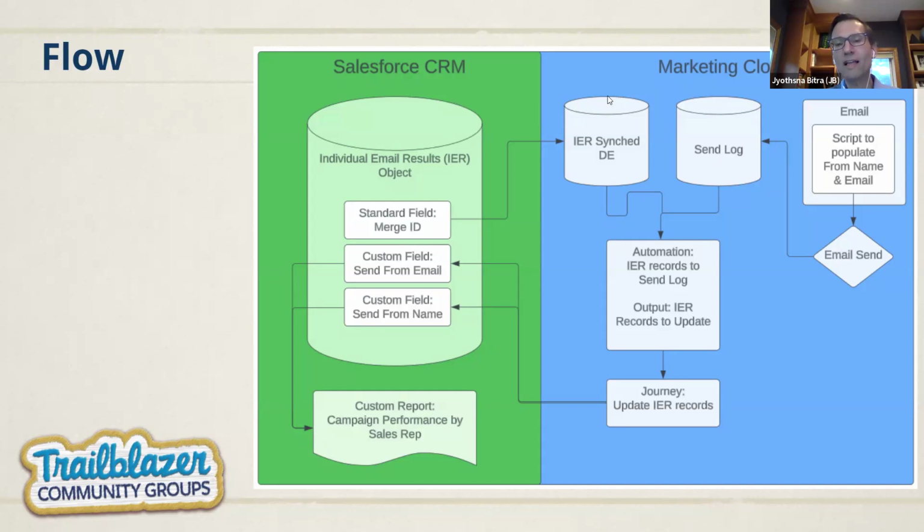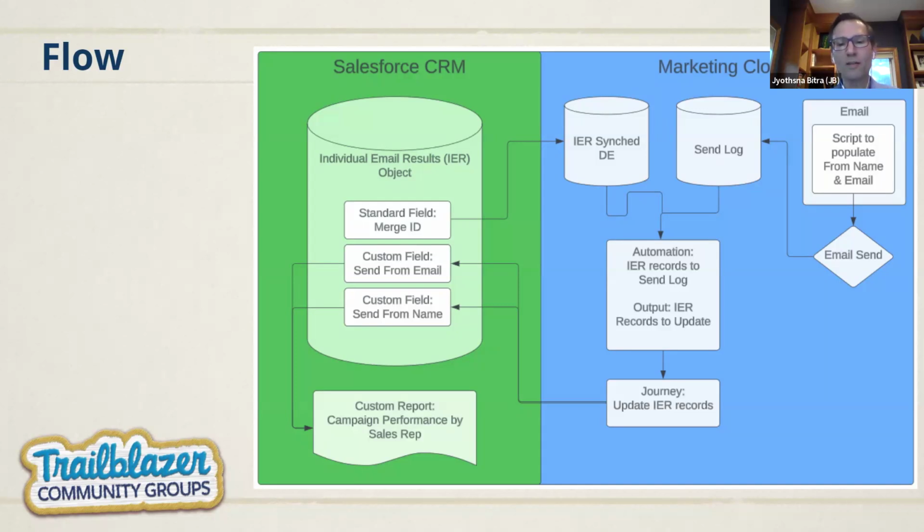So if it's a Salesforce send or a journey send, an individual email results record is created. That data comes into Marketing Cloud in the synchronized data extensions for the individual email results. So we're going to join these 2 data sources into an automation that's going to identify that individual email results record and it's going to say, okay, I've got this record. I need to populate these two new fields on the IER object itself with that send from email and the send from name. That's going to allow us to update our report to see those data fields as well.